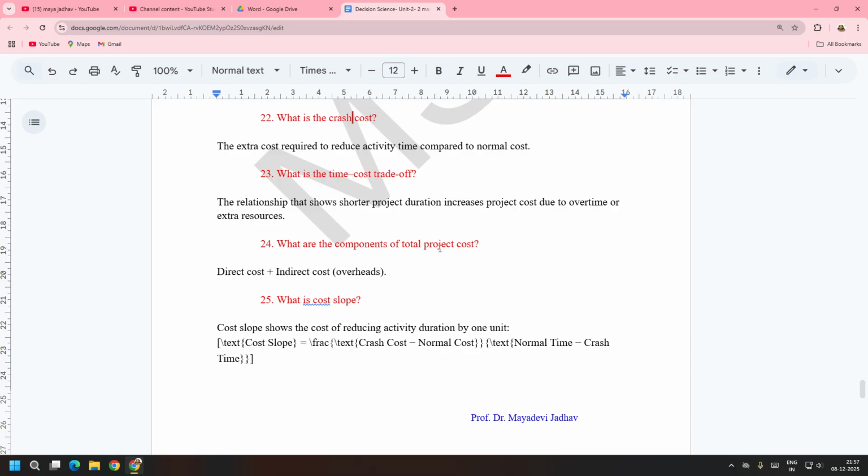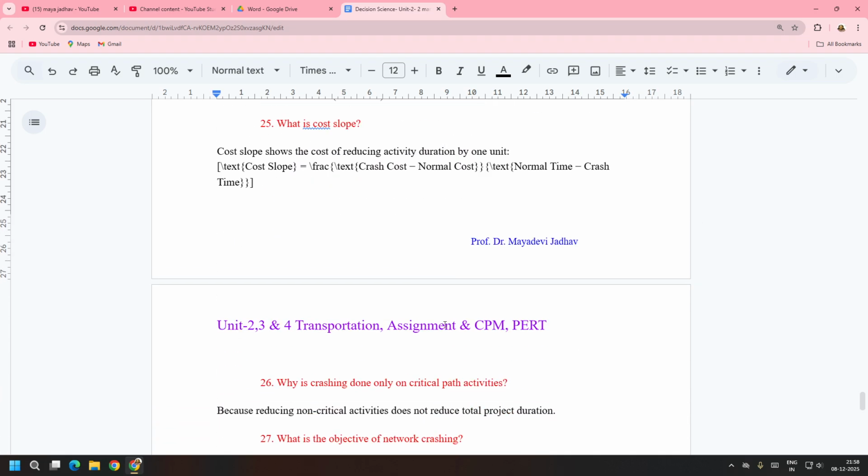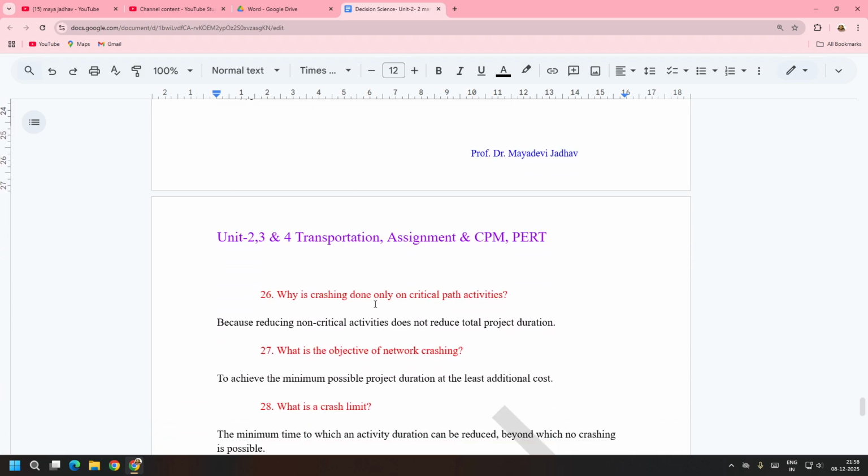What are the components of total project cost? Direct cost plus indirect cost. What is cost slope? Cost slope shows the cost of reducing activity duration by 1 unit. Why is crashing done only on critical path activities? It is because reducing non-critical activities does not reduce total project duration.